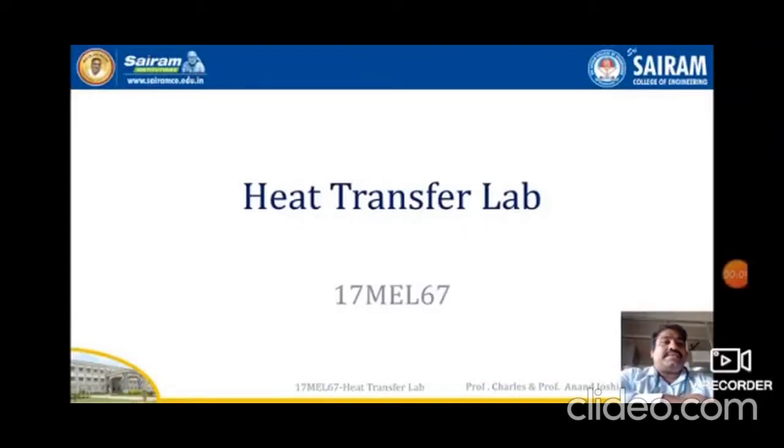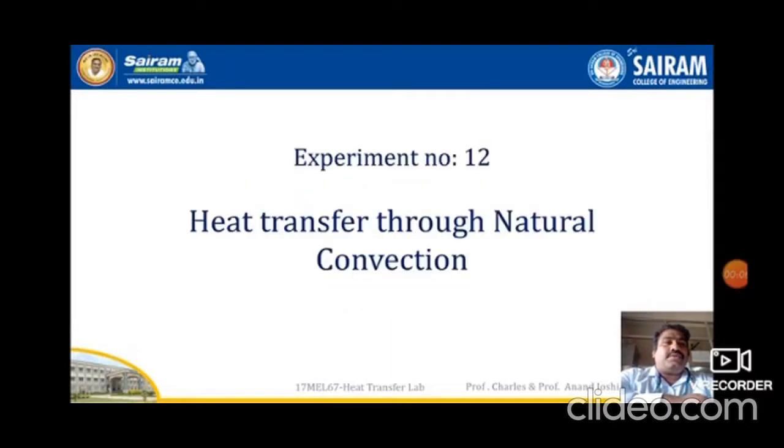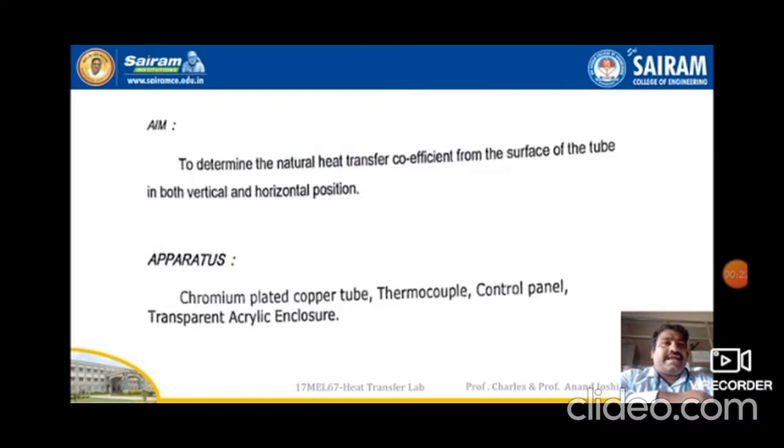Today we are going to discuss experiment number 12, that is heat transfer through natural convection. We already discussed the previous experiment, that is forced convection. What is natural and forced convection? Directly we are going to conduct the experiment.